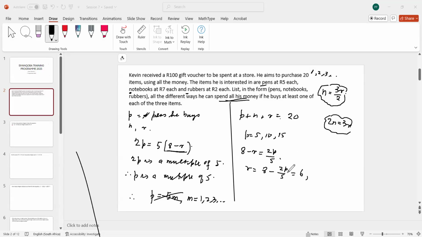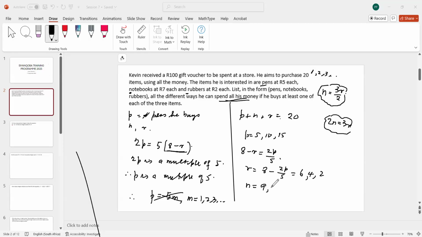And like that, when you put p equals to 10, 10 times 2 is 20. 5 goes in 20 4 times. 8 minus 4 is 4. And the last one you will see is 2. And like that, now you got p and r. Now n becomes immediate because you got p is 5, r is 6. The 3 numbers add up to 20. So you'll have 5 plus 6 is 11. And the other one has to be 9.